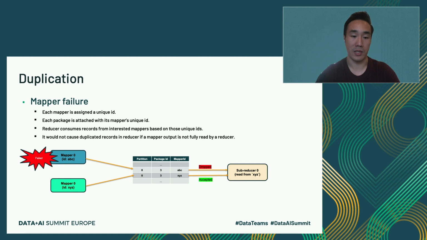When a reducer starts to consume data, it knows the unique IDs of all succeeding mappers. So any records associated with IDs of failed mappers will be dropped. Therefore, duplicated records caused by mapper failure will not be a blocker for us to split on file boundaries.